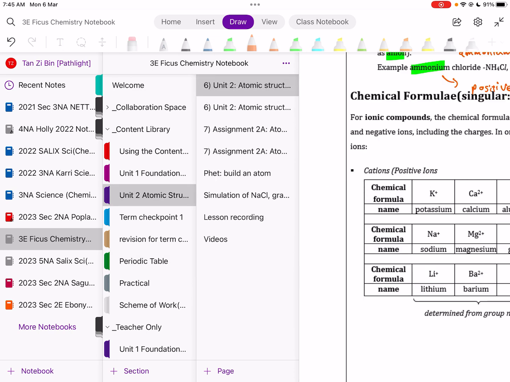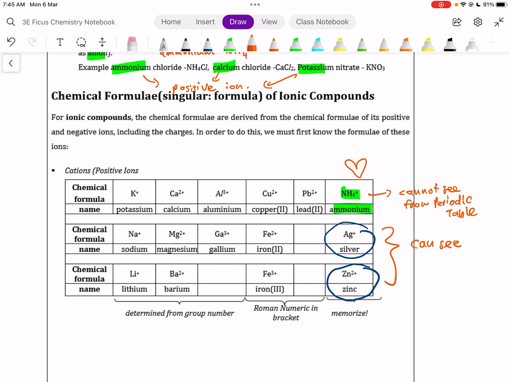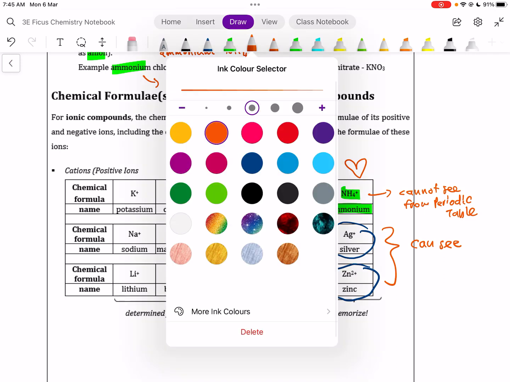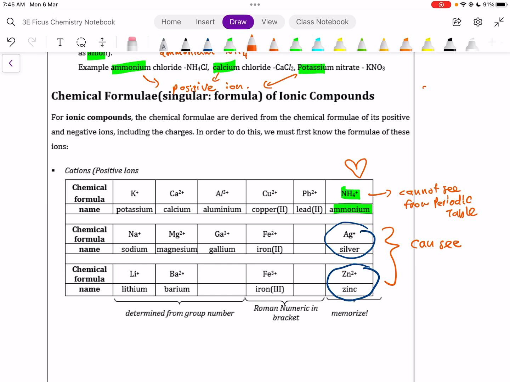Going back to the notes. On top of that, you have ammonium, which you've got to memorize. Then you also have, let me see, all these where you realize there's a bracket II. All these are actually the charges of the transition metals. So if it's II, it means it's 2 plus, and III is 3 plus.